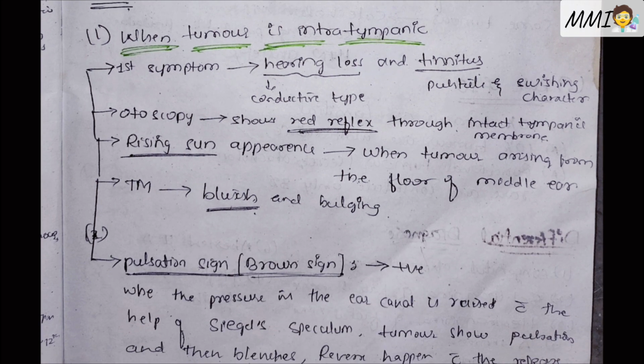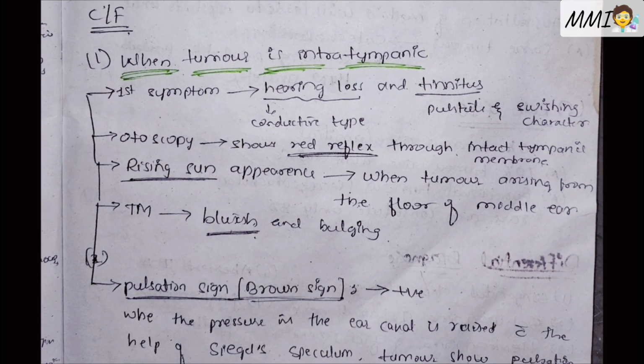Next, coming to the clinical features. What are the clinical features? When tumor is intratympanic, first symptom will be hearing loss, that is conductive type of hearing loss, and tinnitus, which is pulsatile and swishing in character.